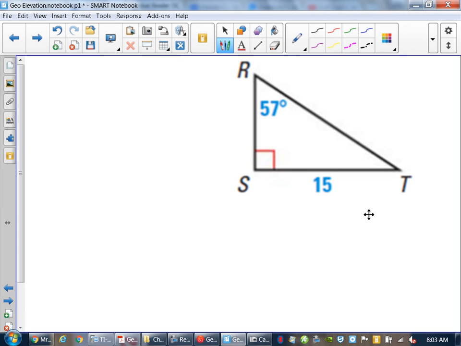You'll see that you have one angle and one side, which means you've got to find the other two sides and the other angle. So label out what you have and what you know. Little r, little t, little s.